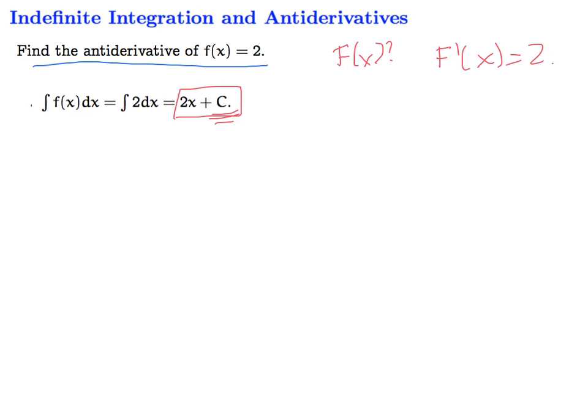Now, of course, it doesn't always hurt to check your work and just take the derivative real quick. Well, the derivative, let's see, of 2x plus c is going to be 2 plus 0, so 2. Good job.